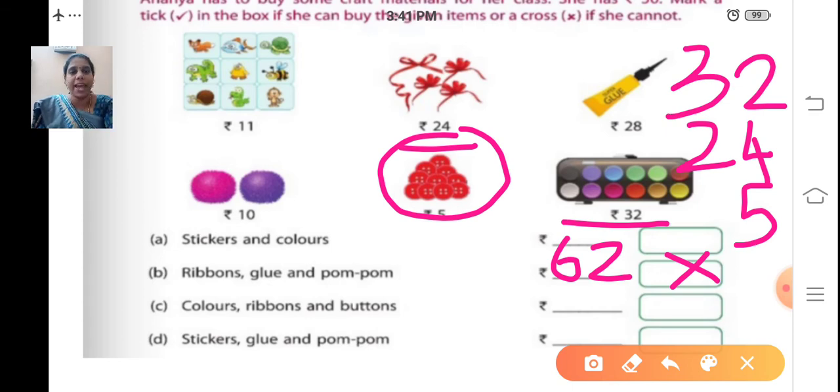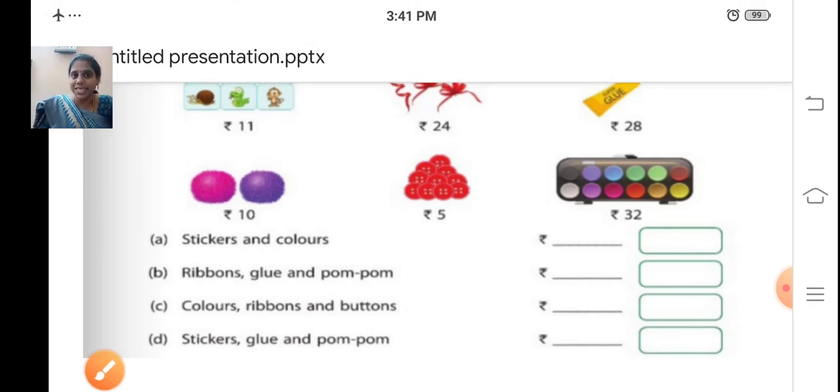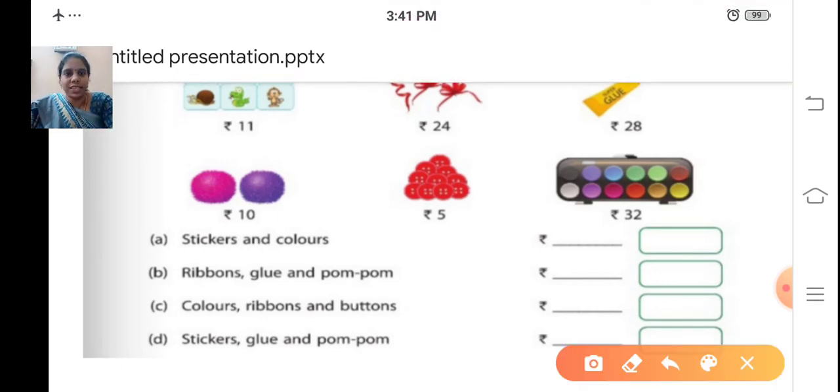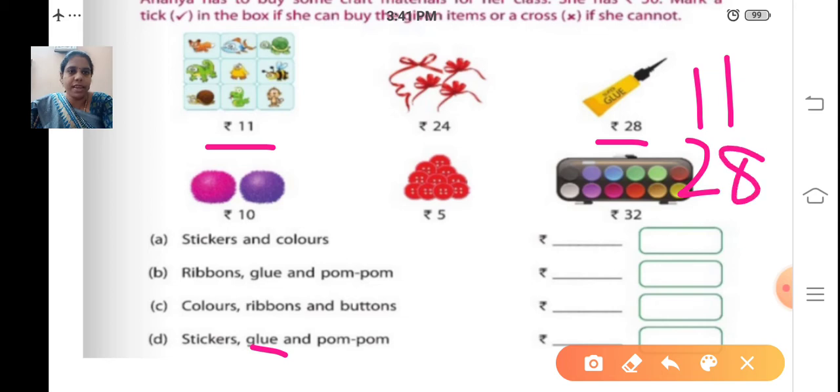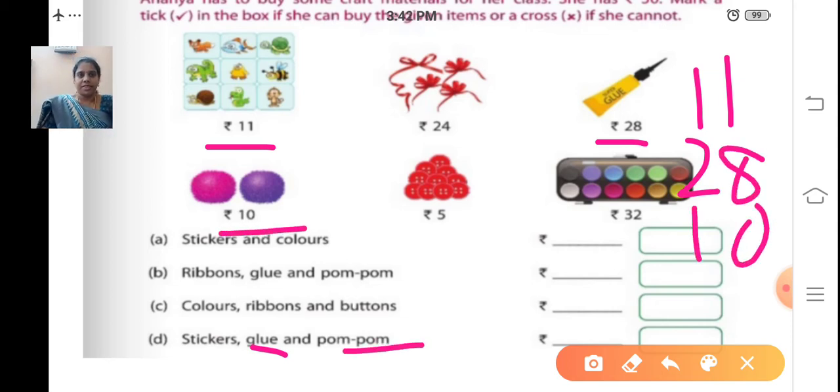So for C sum, add all these three things. And for D sum, stickers. So what is the amount for sticker? 11 rupees. Add 11. And glue. Glue, what is the amount? 28. And pom-pom, 10 rupees. Add all together. Yes, 11, 28 and 10. Write the amount here. And if it is above 50, put a cross. And if it is below 50, put a tick mark.